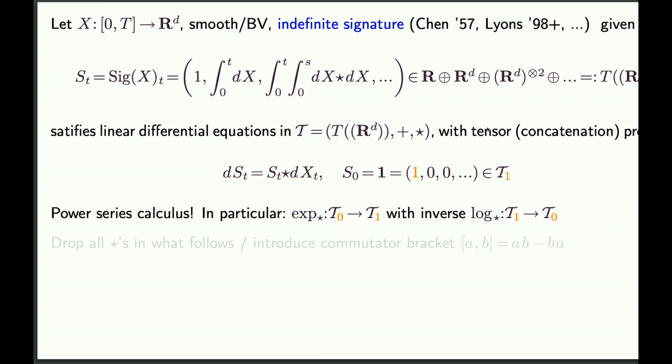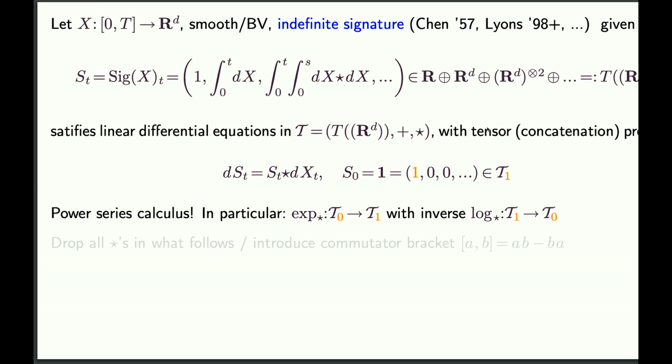And so you can conveniently rephrase this whole thing, give it a dynamic description in terms of a simple differential equation. It's a linear differential equation in the state space, which is this full tensor algebra. And when I put a 1 here, I mean the subspace where you start with scalar 1 here. So this is where you start. And so you have a very simple, somewhat linear differential equation that describes this signature.